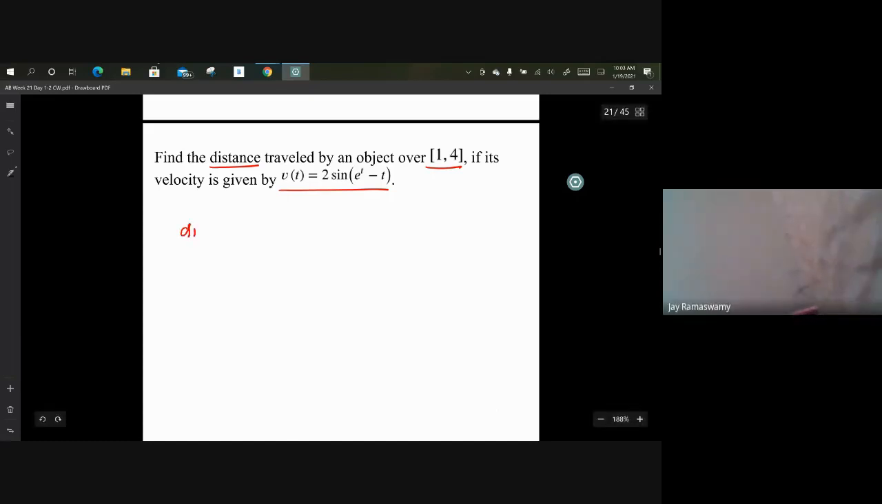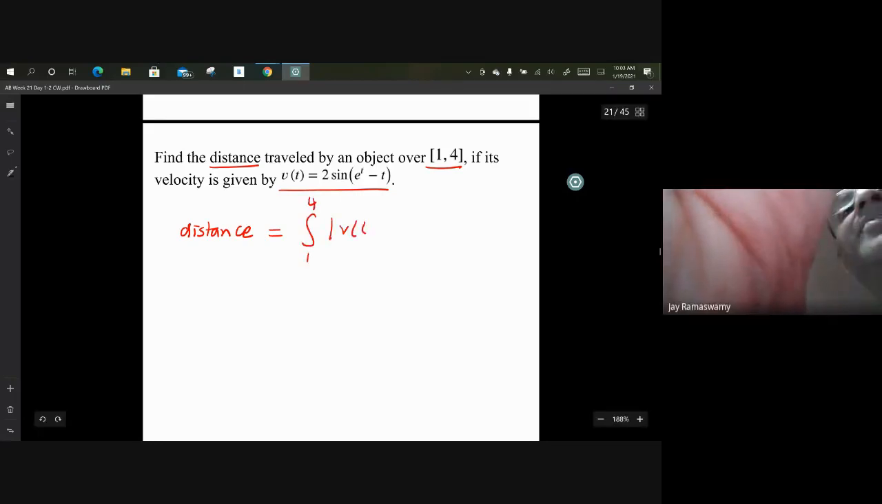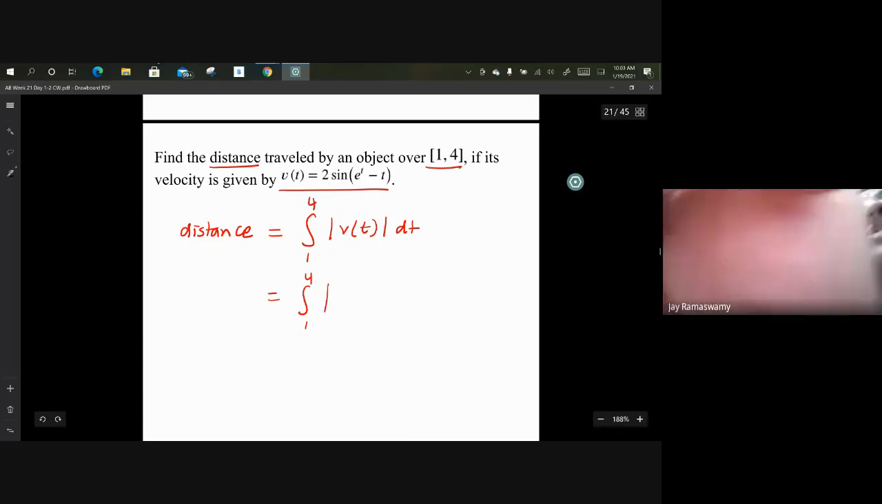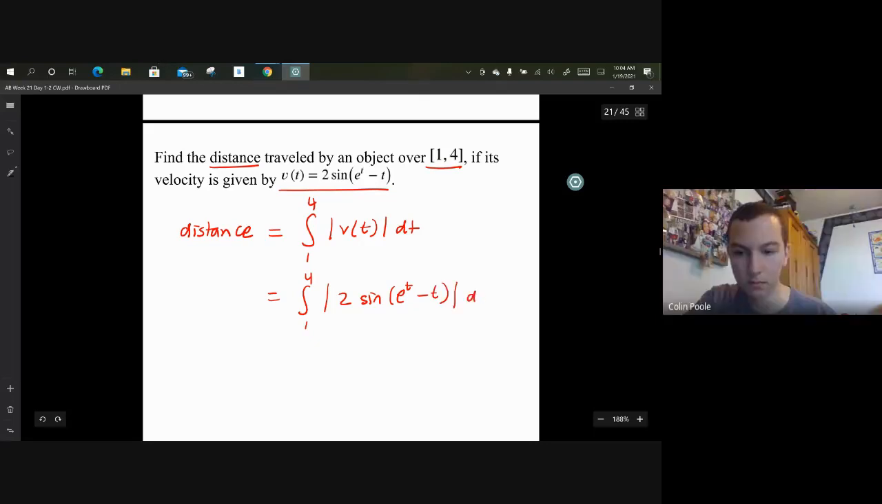Okay, who, if anybody, please memorize your formula sheet. Every day I send a formula sheet. Who remembers the formula for distance? Absolute value, integral from 1 to 4, absolute value of v of t. Love you, Taran. Everybody okay there? And I'm going to plug it in: 1 to 4, absolute value of 2 sine. Now remember, don't freak out. It is a calculator problem.